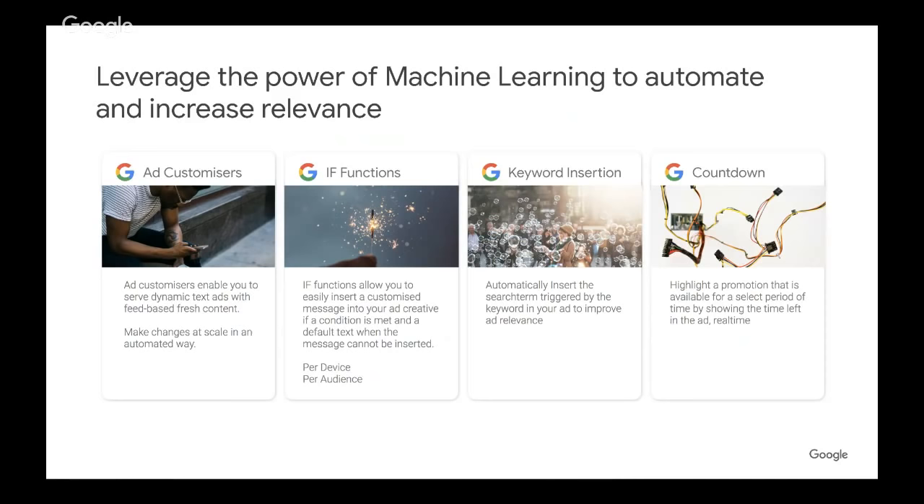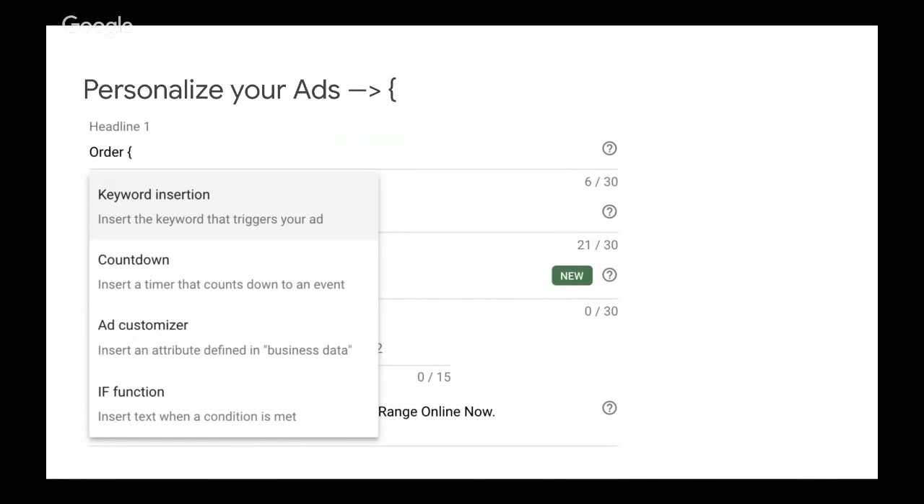And countdown feature, if you have a sale going on, think about Black Friday starting or Cyber Monday. If you have a promotion that's ending soon, you can have a countdown feature in your ad. This all is triggered by having the accolade in your ad, and then you can see the options: keyword insertion, countdown, ad customize, and if function. If you'd like to know more about it, there's beautiful help center articles, or reach out to your Google point of contact.